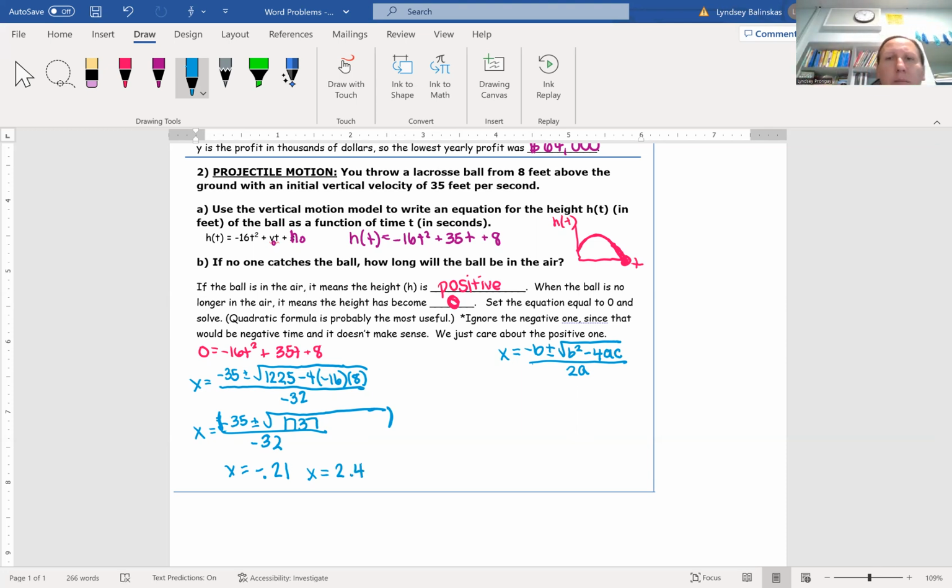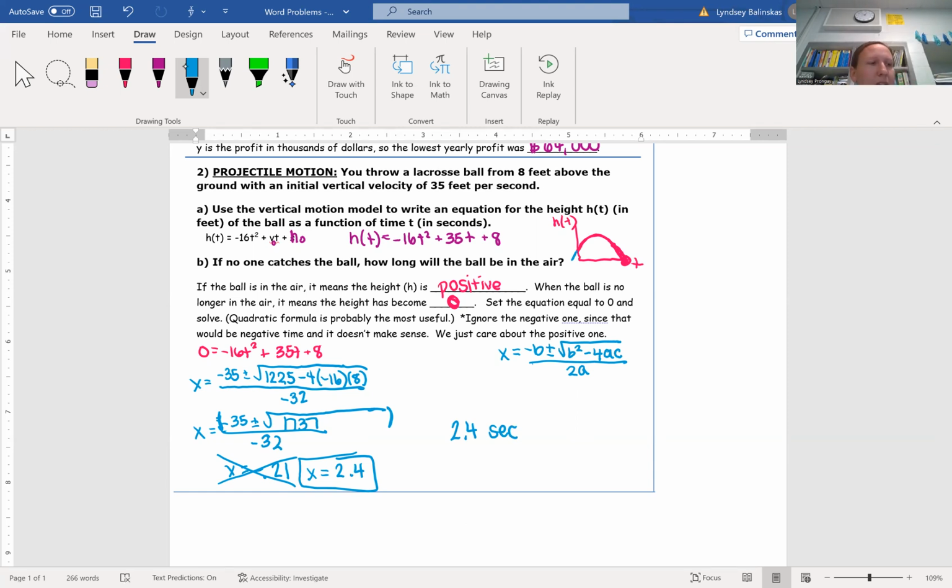Now keep in mind, there was this other part of the parabola that was over here, but that would be negative time. We don't want that one. So we don't actually care about this answer. This is our answer. It's going to be in the air for about 2.4 seconds.